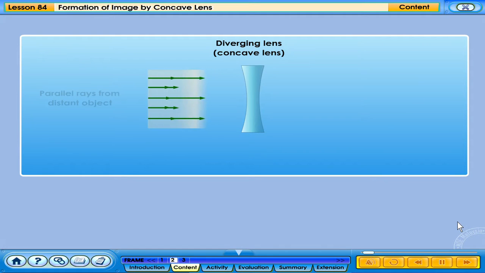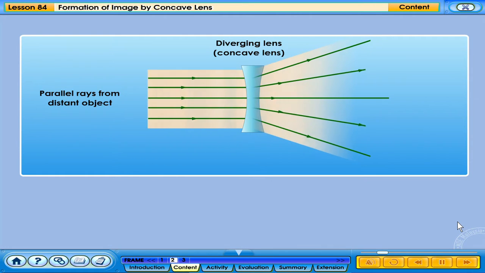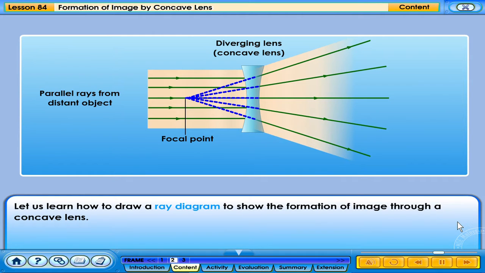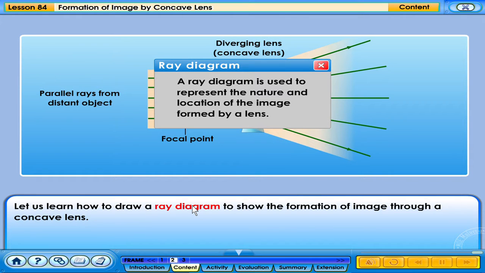In the previous lesson, you have learned to use the ray diagram to show the formation of image by light rays passing through the convex lens. Let us learn how to draw a ray diagram to show the formation of image through a concave lens. A ray diagram is used to represent the nature and location of the image formed by a lens.